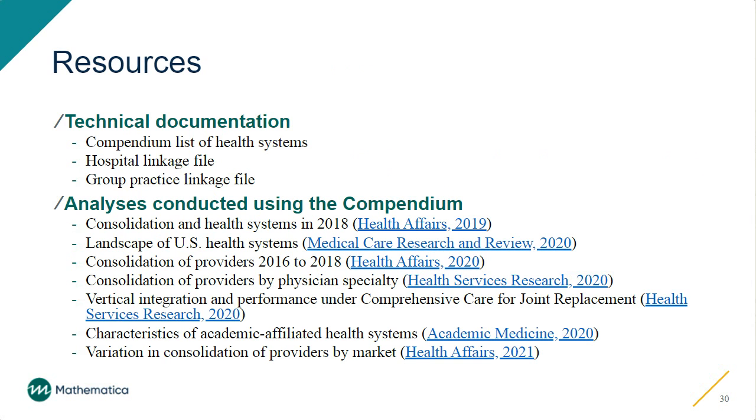I want to speed through the next couple of slides because I realize that I'm running out of time. The resources that are available, I've already mentioned the technical documentation. I do encourage you to go there. Some of the analyses that we've already conducted using the compendium can be quite helpful. The first few, these are all published papers. The first few look at the landscape of health systems in 2016 to 2018. The next few look at starting to break down consolidation by physician specialty, looking at APM participation, so CJR there, looking at academic affiliated health systems, and then also starting to look at within health systems nationally, look at how they operate in markets.